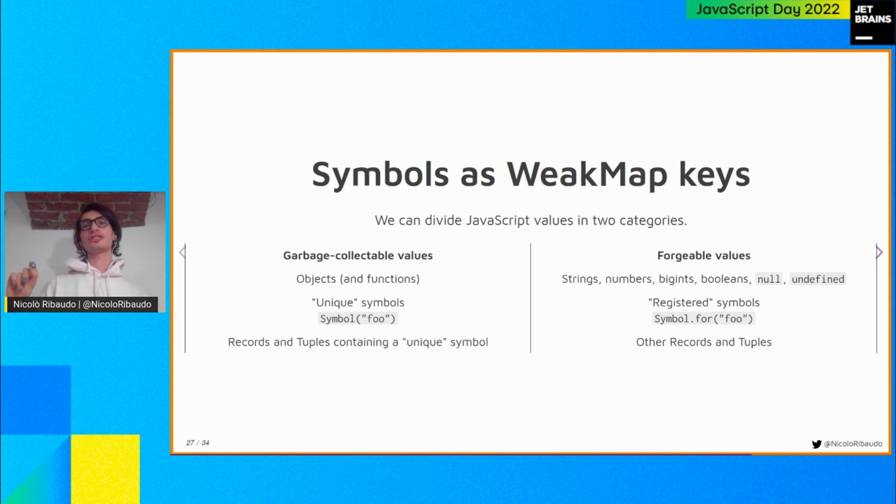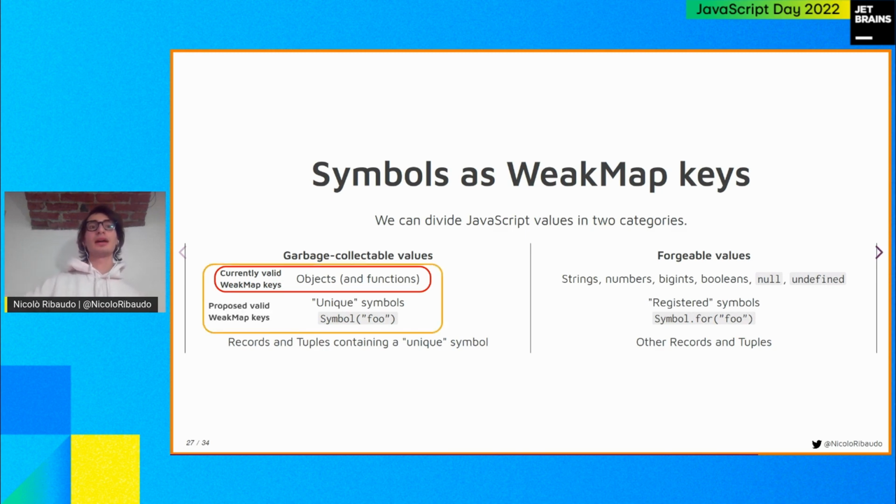We have registered symbols, so symbols created using the Symbol.for function, because you can recreate the same symbol if you pass the same string. And we have other records and tuples, so records and tuples that do not recursively contain unique symbols. At the moment, only objects and functions are valid as weak map keys, and this proposal extends the valid keys to also include unique symbols.